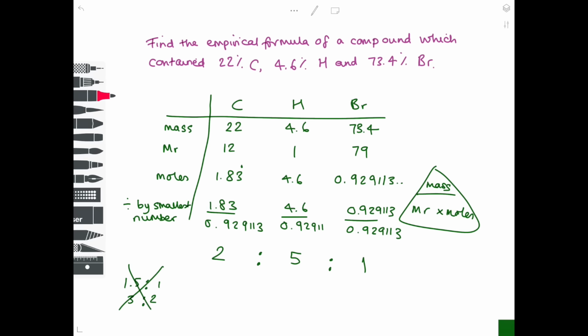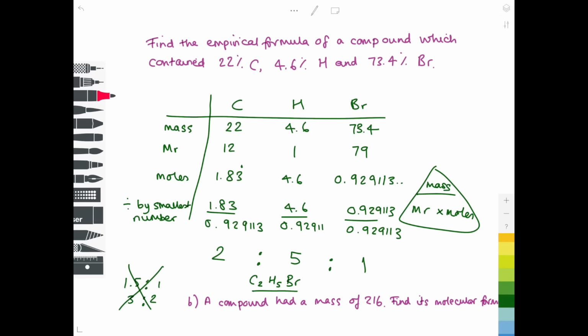So don't forget to actually provide your empirical formula, which is C2H5Br. And that is your final answer. Sometimes they like to extend the question and tell you in part B that a different compound had a mass of 216, and then based on this empirical formula you've just calculated, work out its molecular formula. This is really straightforward.